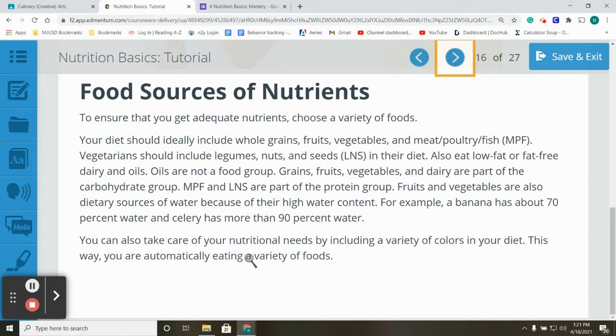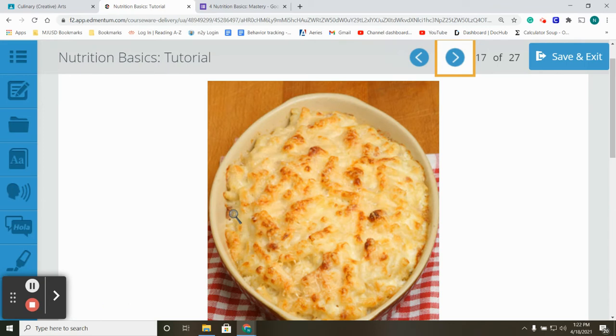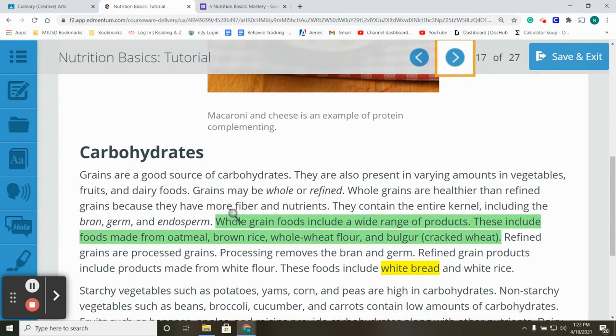You can also take care of your nutritional needs by including a variety of colors in your diet. This way, you are automatically eating a variety of foods. Macaroni and cheese is an example of protein complementing.